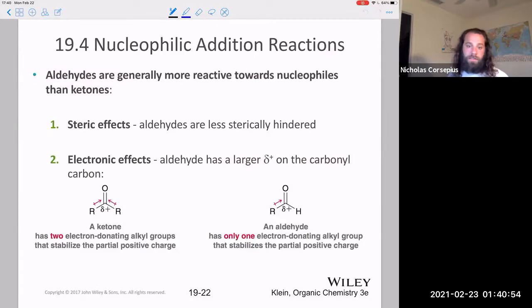The other effect is that aldehydes have a larger partial positive charge on the carbonyl carbon because they don't have any electron donating alkyl groups. Alkyl groups tend to stabilize charge in a way that you don't have with aldehydes. By this logic, formaldehyde is the most reactive of all the ketones or aldehydes, because you don't have any alkyl groups at all, so it's super sterically accessible, with a lot of partial positive charge on that carbonyl carbon.